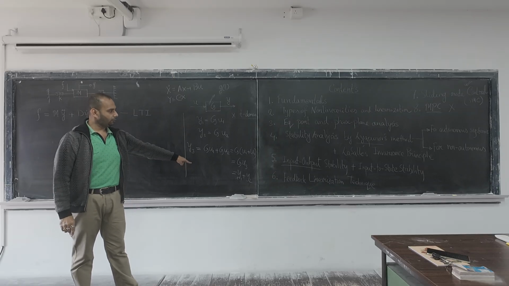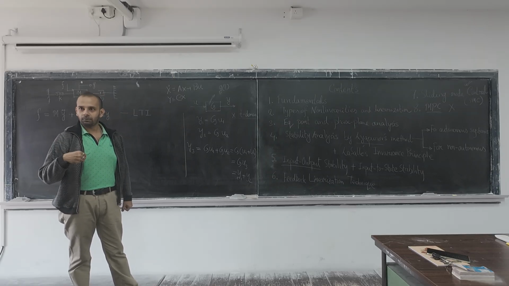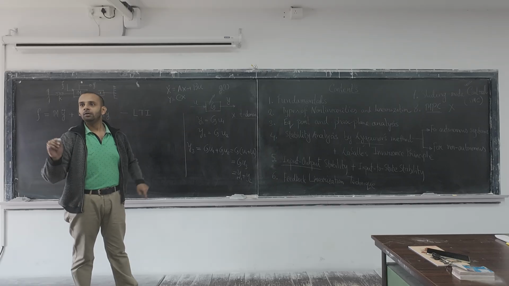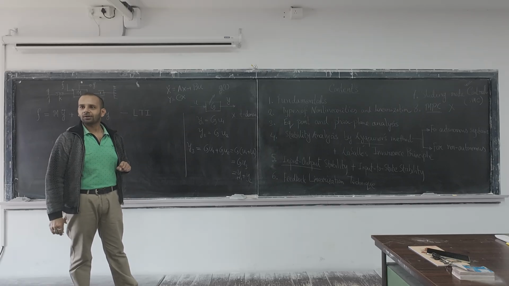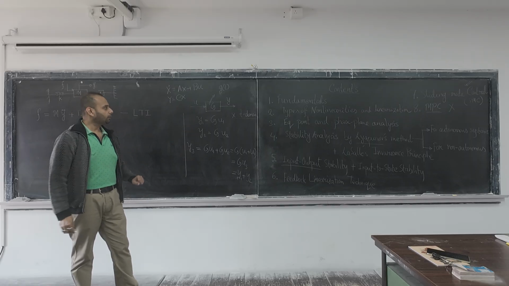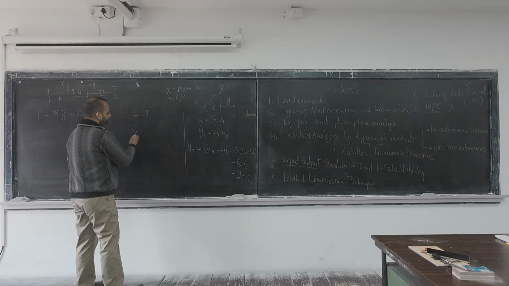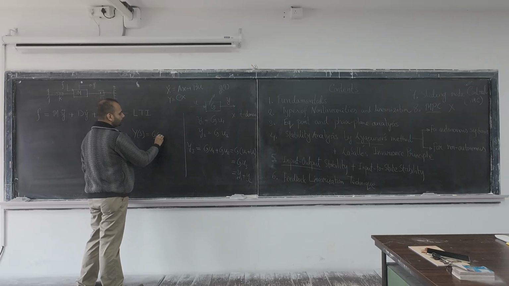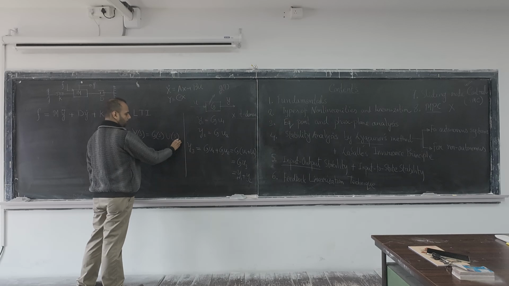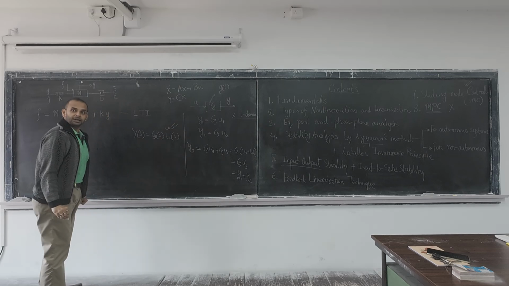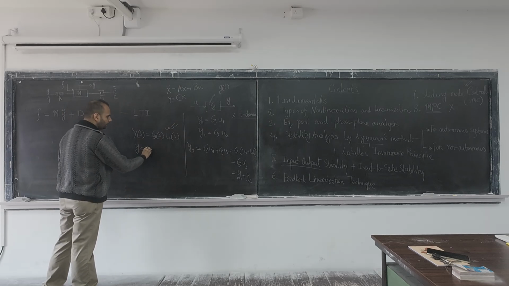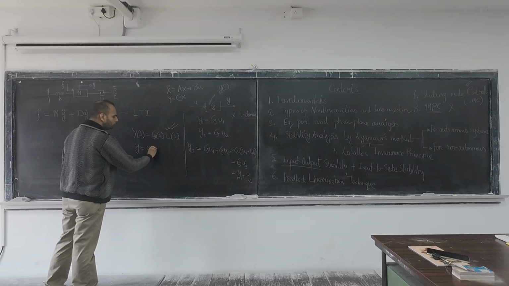This thing, which maybe readily comes to our mind, is wrong, because in the time domain we cannot write it. Why can't we write it? Because in the frequency domain Y(s) equals G(s) into U(s). Absolutely correct. But in the time domain, can I write y equals G into U?